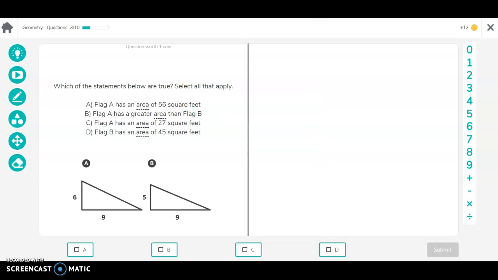Alright, the next thing you're going to do is make sure these statements are true. I'm going to show you one that is true and one that is not true. So we have flag A and flag B. According to part A, up here, flag A has an area of 56 square feet. So let's try it. Area equals base times height divided by 2. So the base is 9, the height is 6, and we're going to divide by 2.